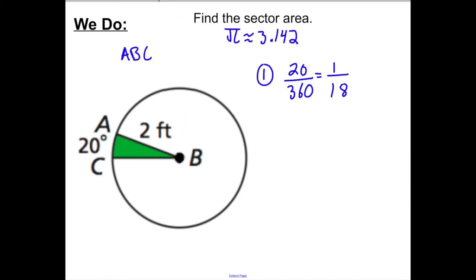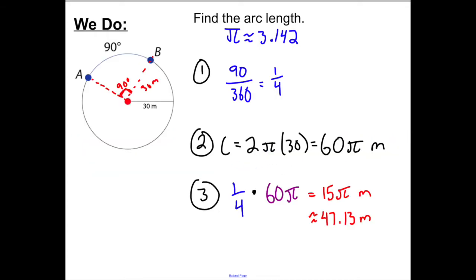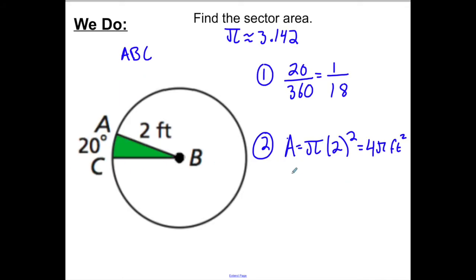All right. So step 2, what do we need to know? We need to find the total area. The radius is 2. So area is pi times 2 squared, which is 4 pi square feet. Nice, we put our units there. 4 pi feet squared, or 4 pi square feet.